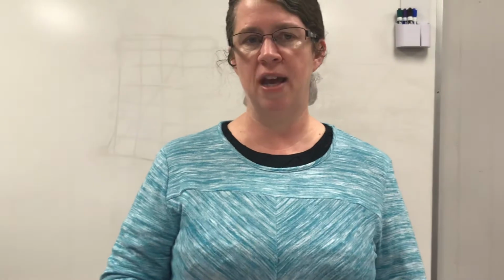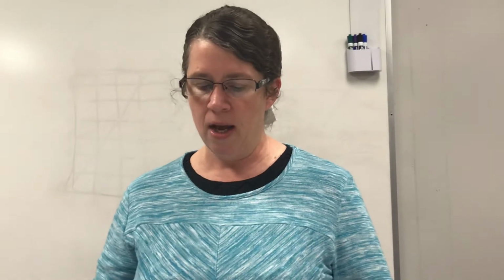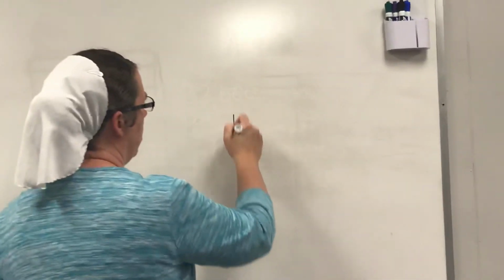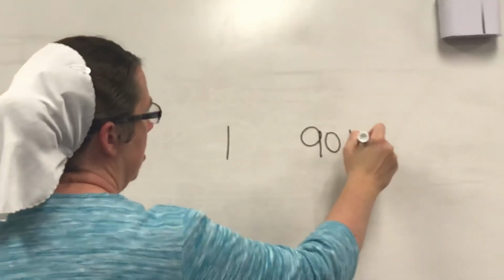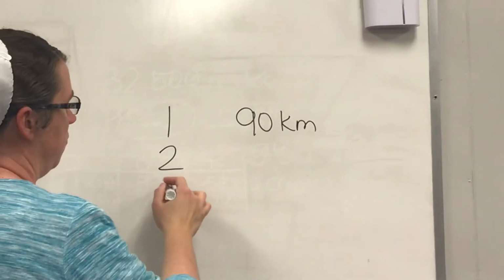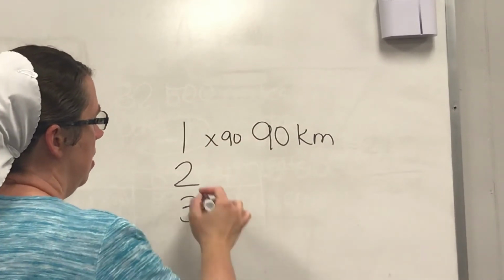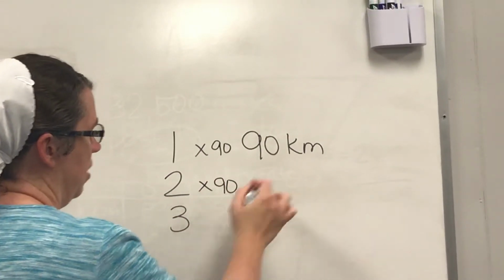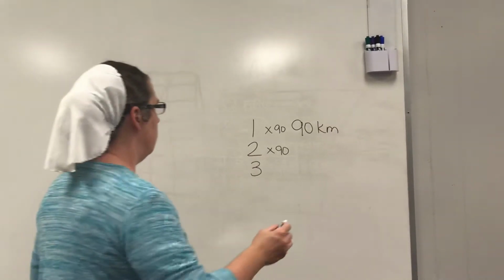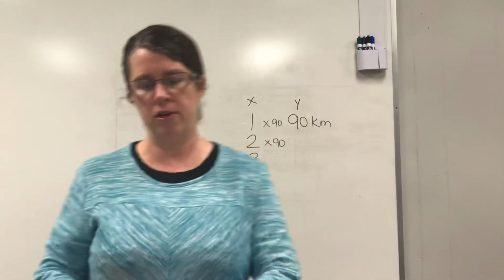Did you guys all understand yesterday or last week's lesson where we did that? A bus travels 90 kilometers in 1 hour, where you had 1 hour and 90 kilometers. So then if you have 2 hours, how many kilometers would it be? If you have 3 hours, how many kilometers would it be? Remember, we went times 90. So again, you go times 90 for this. Okay? That's for your number 4. And then you're going to plot those points. Remember, this is X and this is Y on your graph when you do your dots.